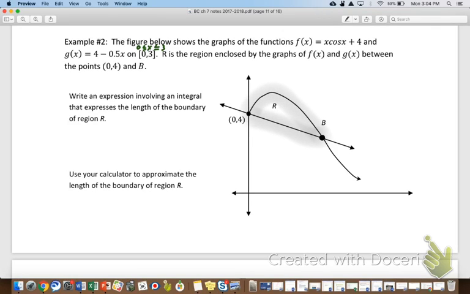That highlighted, oh, why is it so laggy? It's been so good for so long, and now it's lagging on us. There's a bottom of that, and it's not showing up. Okay, so write an expression for the length of the boundary of region R.